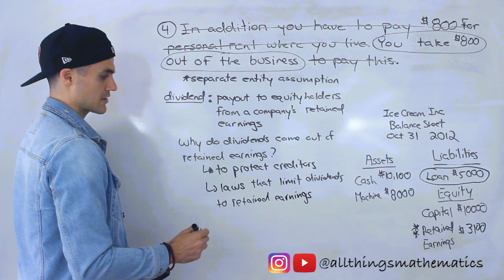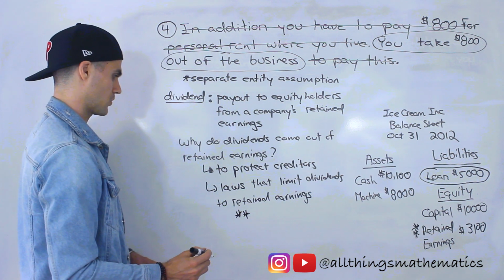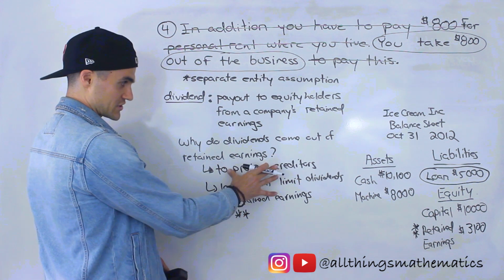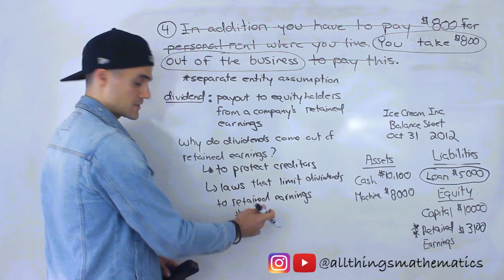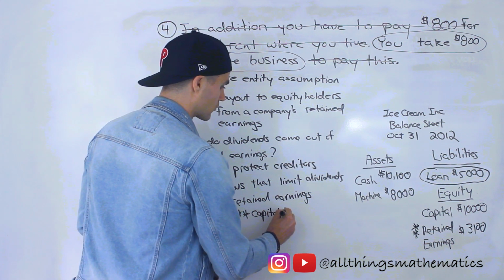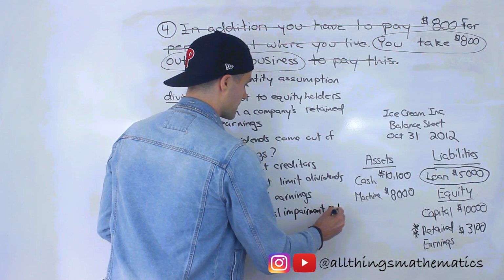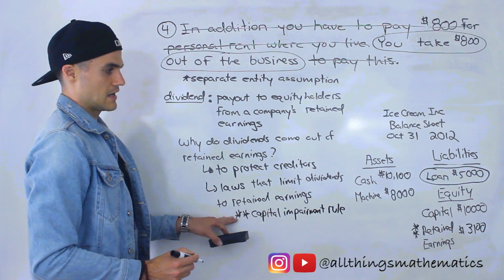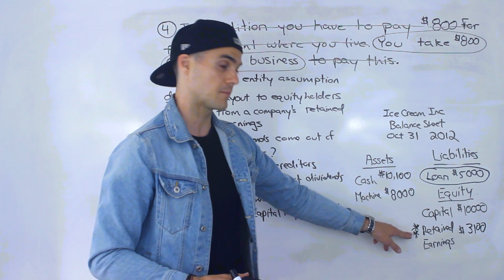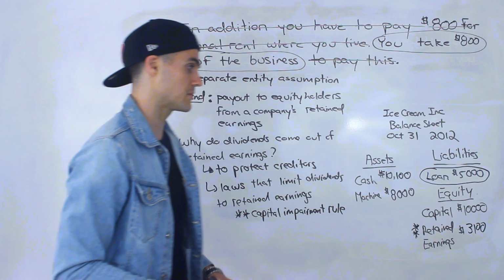Under the equity section. And more specifically, now we're getting a little bit into corporate law, but the rule that protects these creditors by limiting the dividends to retained earnings is called the capital impairment rule. If you want to look that up, if you're interested. You don't have to know it for this course, but that's the corporate law that says dividends have to come out of these retained earnings. And if you don't have retained earnings, then you can't be paying any dividends.